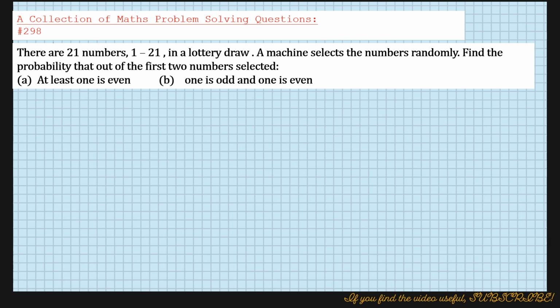There are 21 numbers, 1 to 21, in a lottery draw. A machine selects the numbers randomly. Find the probability that, out of the first two numbers selected, A, at least one is even, and B, one is odd and one is even.